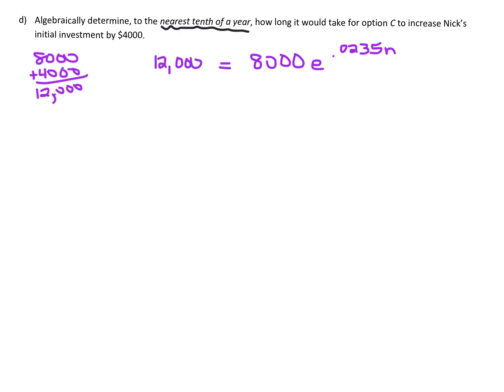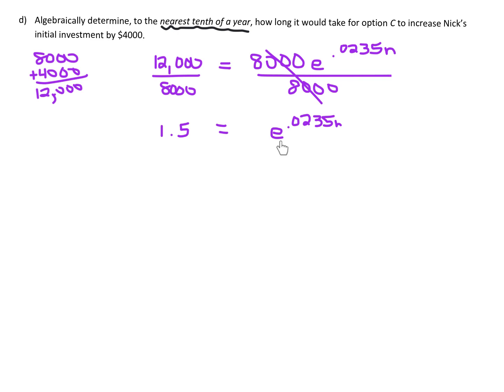The equations that contain e are actually the ones that are a little faster to solve. Now, since we're solving for an exponent, and we have a base of e, we need to get this e to this power by itself, and then we know we use ln to get rid of an e, right? Okay, so let's first get rid of the 8,000. Let's divide both sides by 8,000. And 12,000 divided by 8,000 is just 1.5. And then on the right side of the equation, the 8,000s cancel, and it leaves me with e to the 0.0235n power.